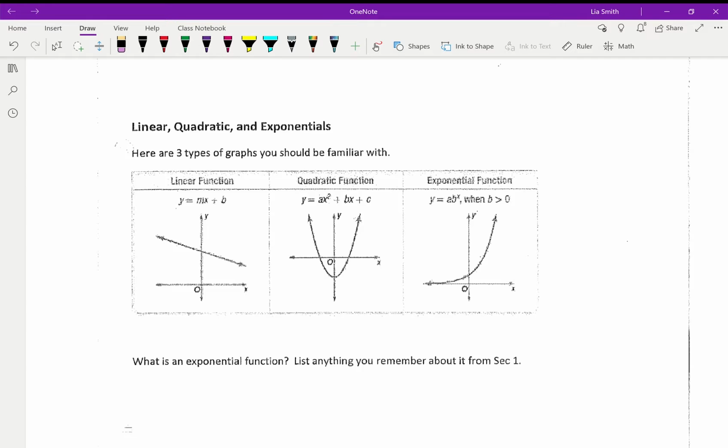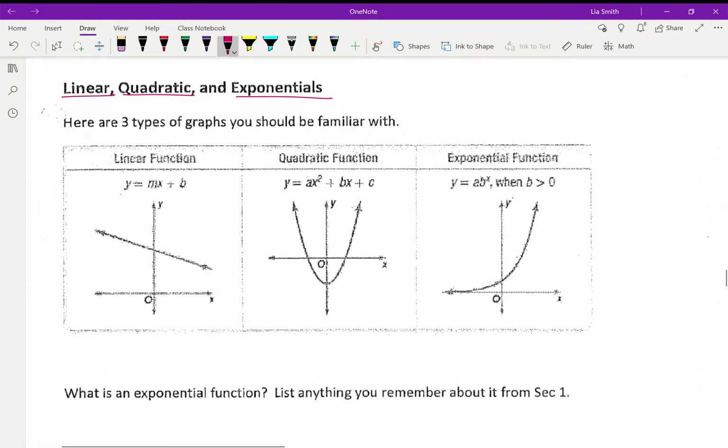I hope that previous YouTube video was a good reminder of some of the differences between a linear function, a quadratic function, and an exponential function. So here are the 3 types of functions. Your linear function is written in this form, y equals mx plus b, where m is your slope and b is your y-intercept.